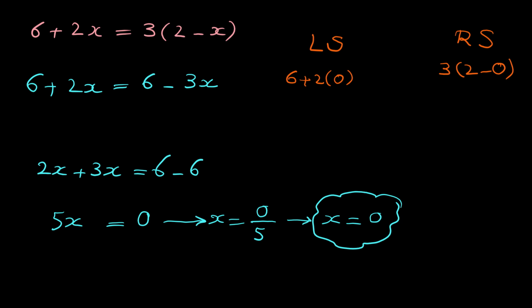Let's calculate the left side and the right side. 2 times 0 is 0, 6 plus 0 is 6. So the left side is 6. 3 times 2 minus 0: 2 minus 0 is 2, 2 times 3 is 6. As you can see, the left side and right side are equal to each other, which means that our answer is right. This is the way that you can check your final answer is right, or whether you made a mistake during your solution.